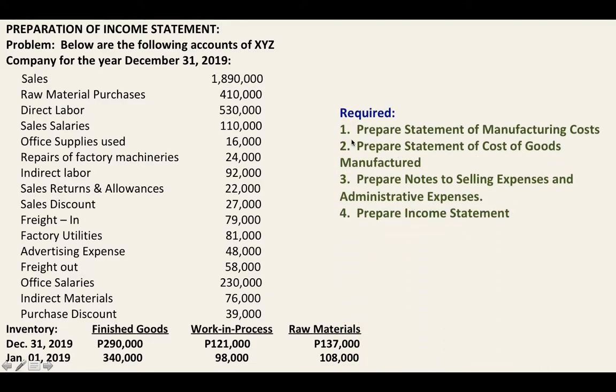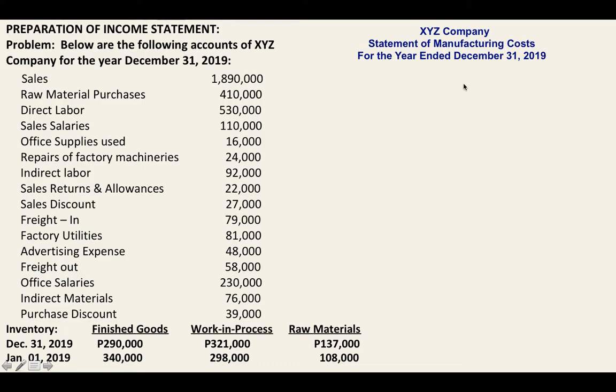Here, class, it says prepare statement of manufacturing cost. So you are asked to prepare a statement of manufacturing cost. Okay, like what we have just discussed in the previous lecture. And then prepare a statement of cost of goods manufactured. And then here it says prepare notes to selling and administrative expenses. Then after that, you will prepare income statement. Okay, let us do this. So this is our problem. First is the statement of manufacturing cost.